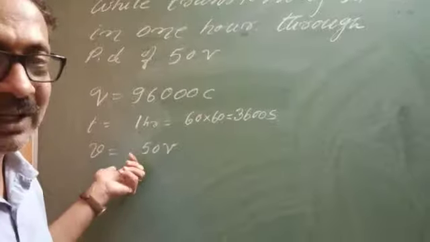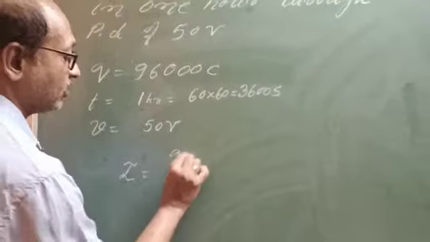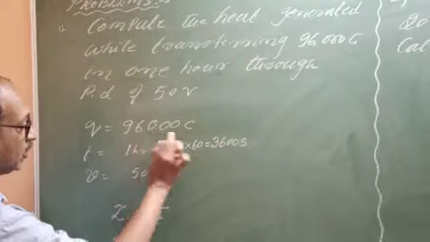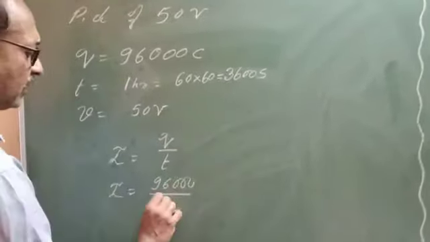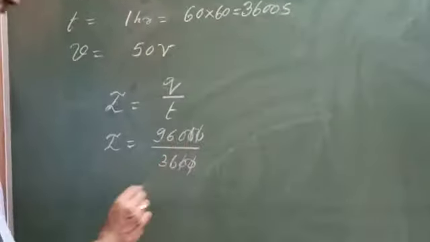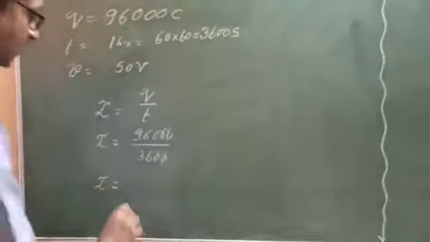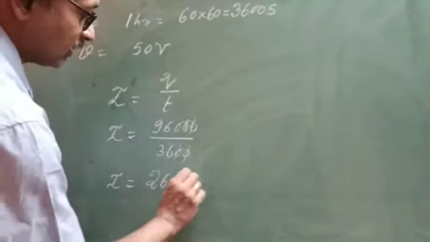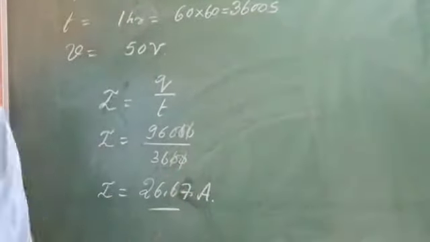So I want to know about the current which is flowing through this. What is the current here? I is equal to the rate of flow of charge, Q by T. Therefore, I is equal to 96,000 divided by 3,600. So we will get 960 divided by 36, which amounts to 26.666. So we can consider it as 26.67 amperes.